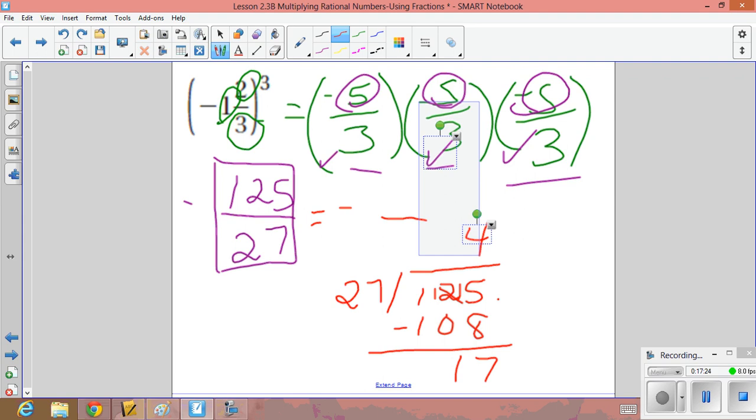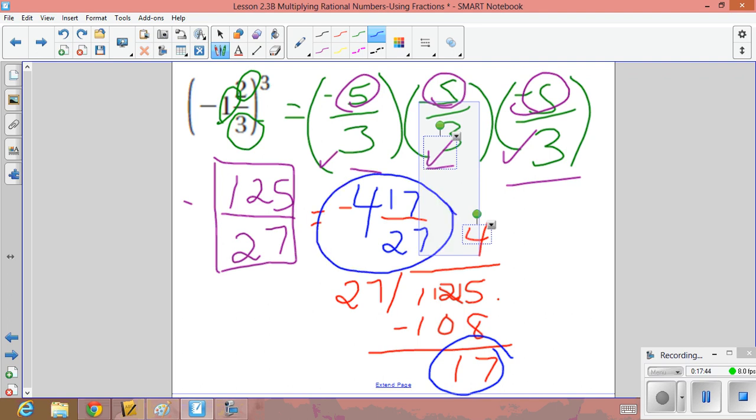And at this point, actually, we could go to a decimal, but since we are working with fractions, we can leave our answer as a fraction. So our final solution looks as follows. 27 goes into 125, negative 4 whole times. There's 17 left over, add a 27. All right, we do not need to convert this to a decimal unless you're told to do so.